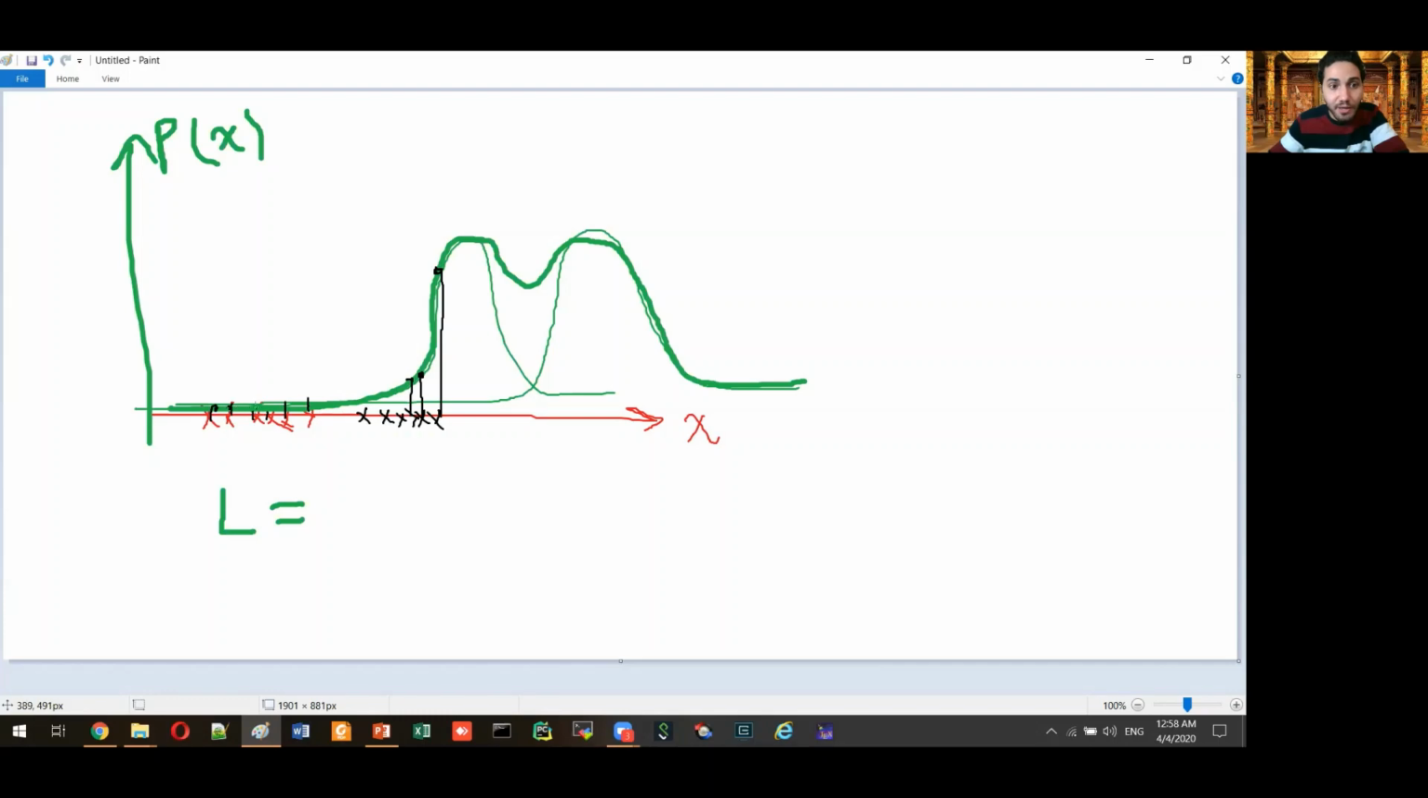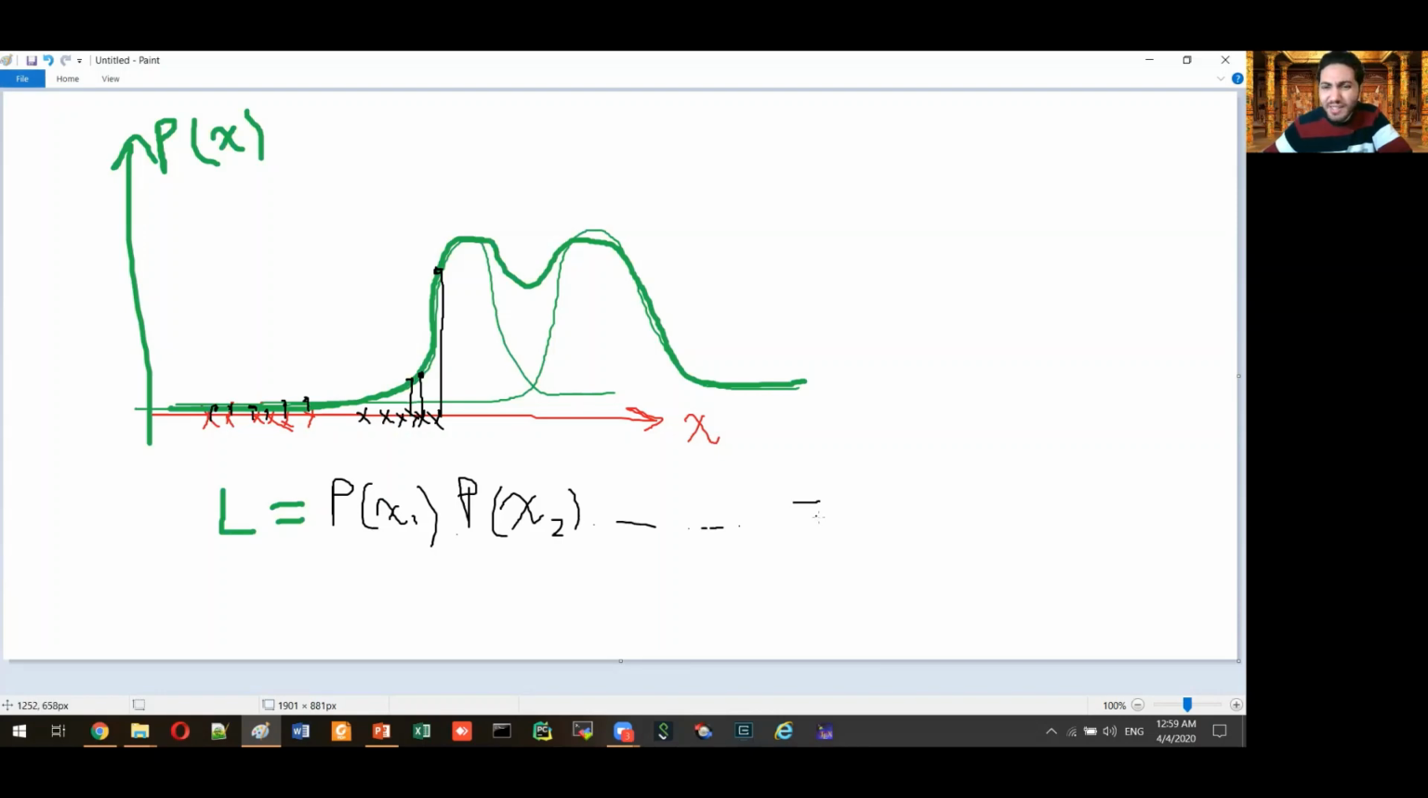You have as many numbers as your points, and you combine them by doing something like this: b of x1 times b of x2, and so on. If you multiply all of these probabilities, you get the likelihood of your distribution modeling these data points. And we do multiplication because we assume that these points are independent and identically distributed samples, IID samples.